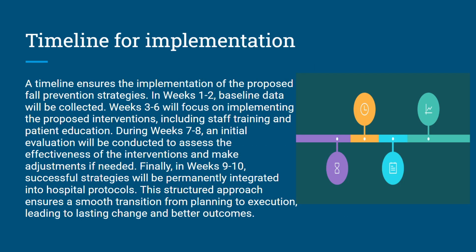Timeline for implementation. A timeline ensures the implementation of the proposed fall prevention strategies. In weeks 1 to 2, baseline data will be collected. Weeks 3 to 6 will focus on implementing the proposed interventions, including staff training and patient education.